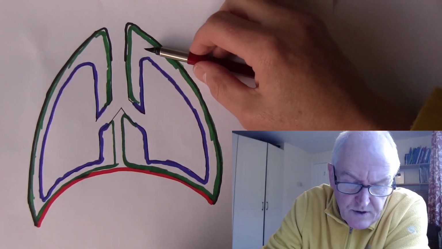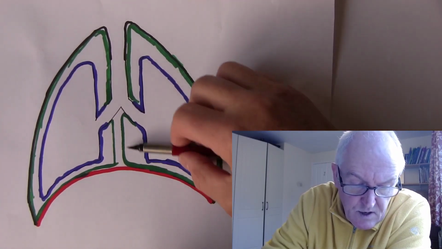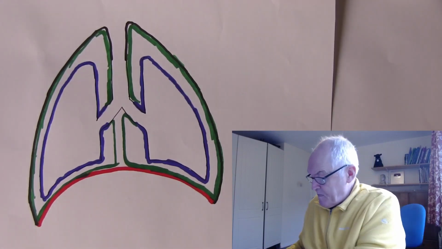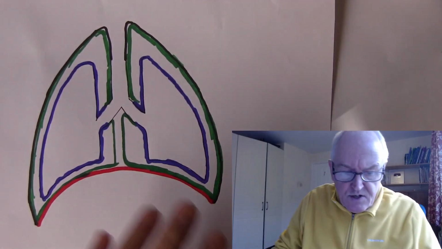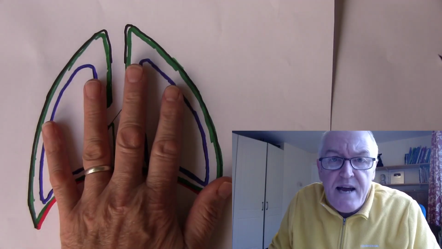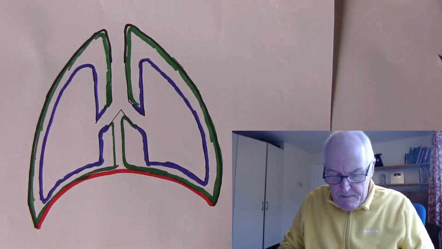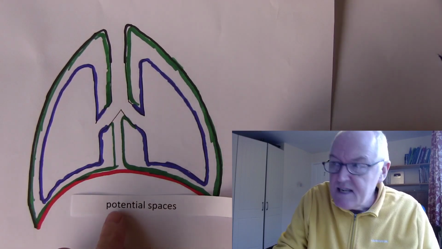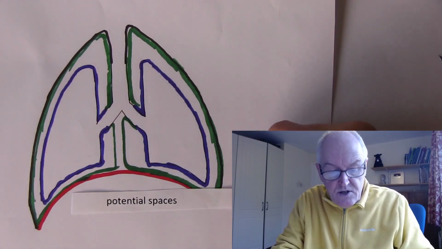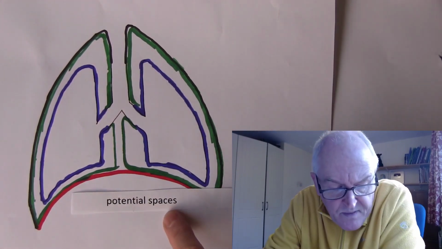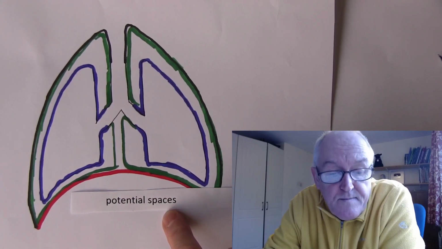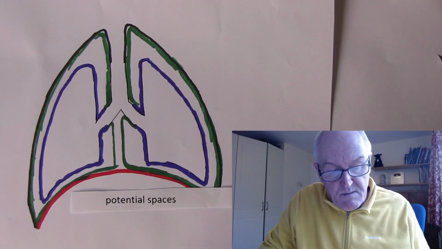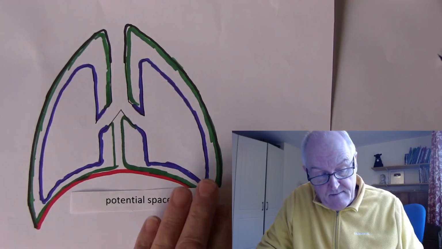Now I've actually drawn a space here between the two membranes, the pleural space. But actually there's no real space here at all. This is just me drawing a very anatomically inaccurate diagram. Because actually the space between the two is a potential space. So in the body we get quite a lot of potential spaces. Now what do we mean by this term potential space?